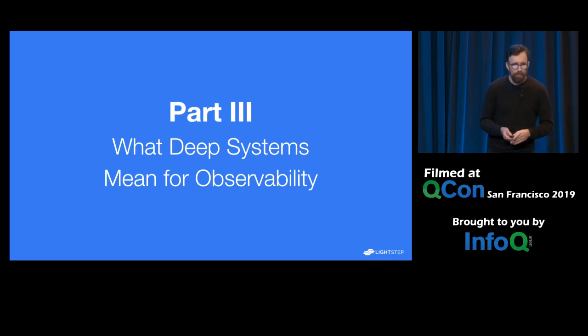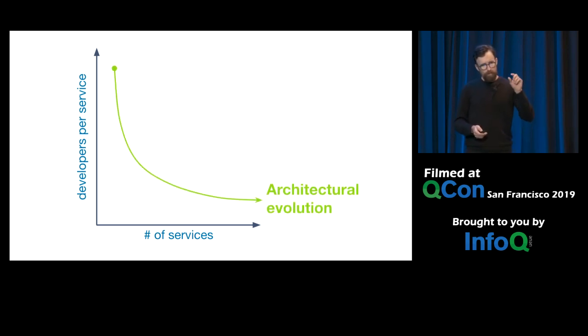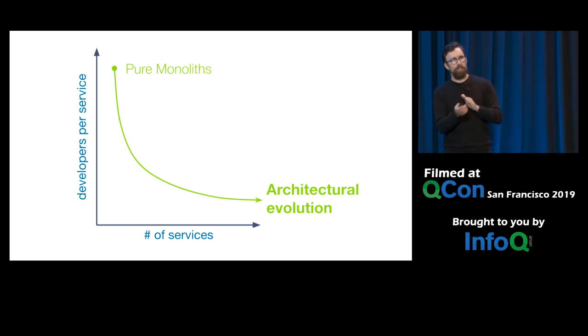And that brings us to part 3. So what do deep systems mean for observability and for controllability as well? So here's a simple diagram. On the horizontal axis, we're looking at the total number of services. On the vertical axis, there's the number of developers per service. So the transformation in our industry right now is really going from pure monoliths, where you have basically one service with a lot of developers, and then you quickly try to spread that out into smaller services around that, and then you develop layers beneath it.